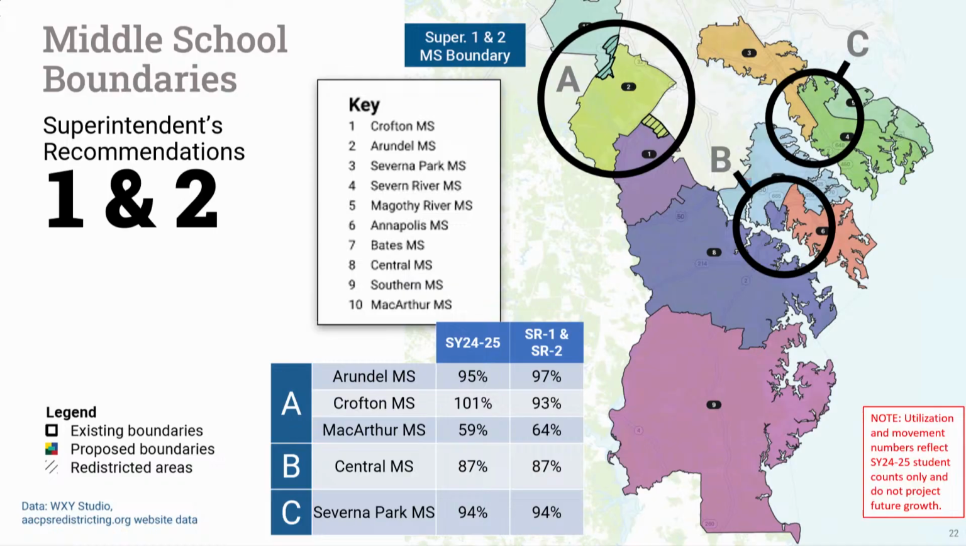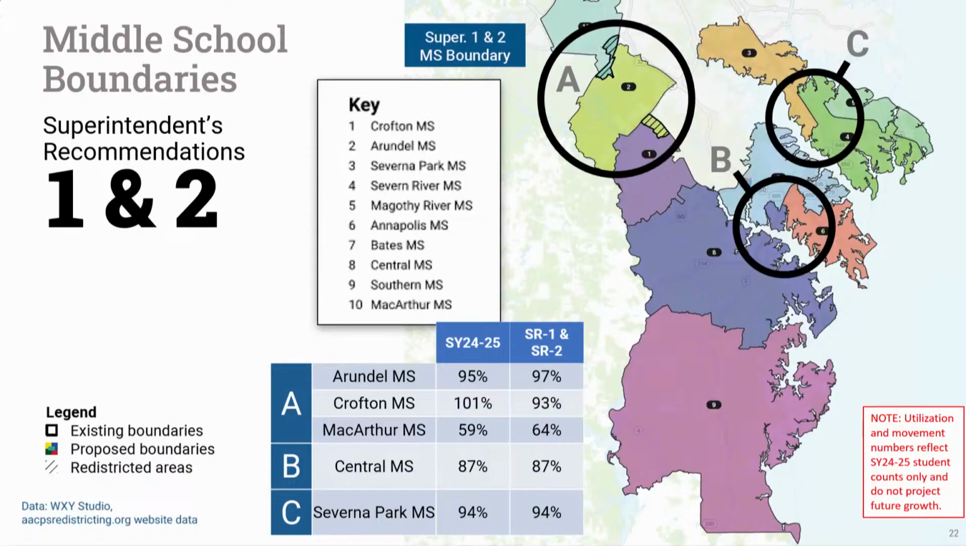For middle school boundary adjustments, the notable difference between current boundary and SR1 and SR2 is the articulation pattern of Nantucket Elementary, or Area A on the map. To alleviate overcrowding at the Crofton Middle School, a split articulation is proposed for a portion of Nantucket, highlighted in the hatched greenish yellow area.